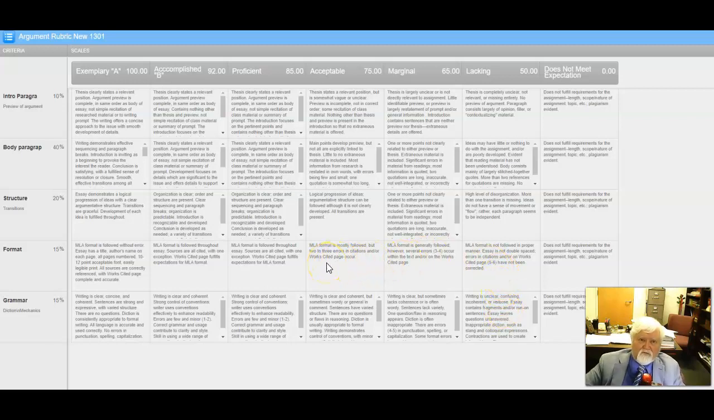If you do what you're supposed to do, you follow the MLA format for the most part, maybe 2 or 3 errors, that's a C, folks. That's acceptable. It's expected that you can follow MLA format.